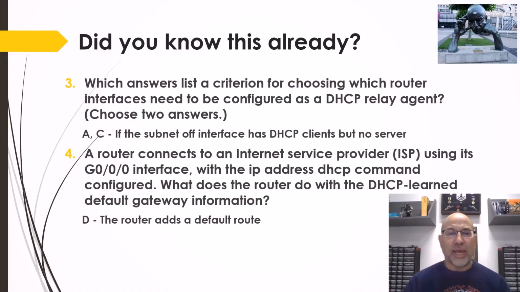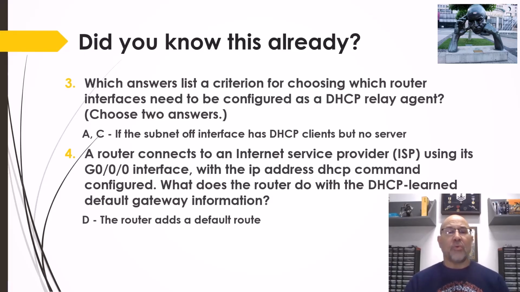Question number 3, which answers list a criterion for choosing which router interfaces need to be configured as a DHCP relay agent? Well, we have to make sure that the subnet off of the interface has DHCP clients, but there isn't a server there. So that was A and C.